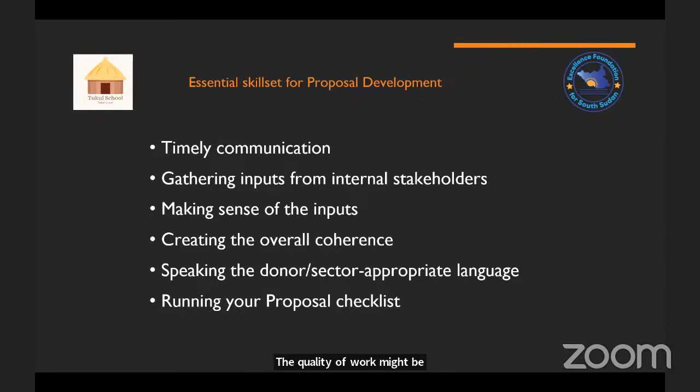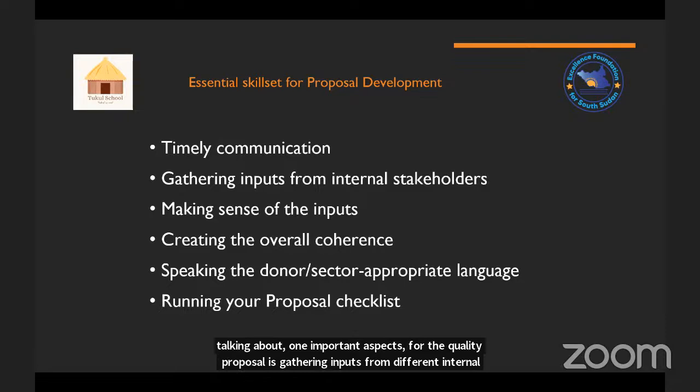But the timely one I'm talking about here is where you make sure that what you want to achieve is communicated earlier to your team. Because if a lot of things are done, even if they are done with good intentions, in a rush, their quality will still be compromised. We're talking about one important aspect for a quality proposal, which is gathering inputs from different internal stakeholders.